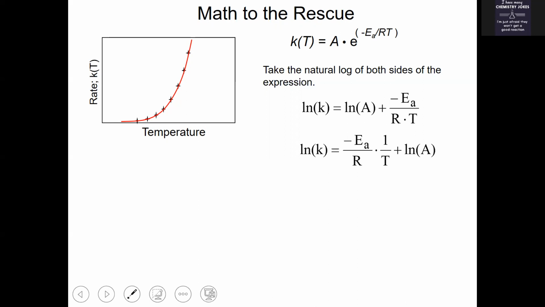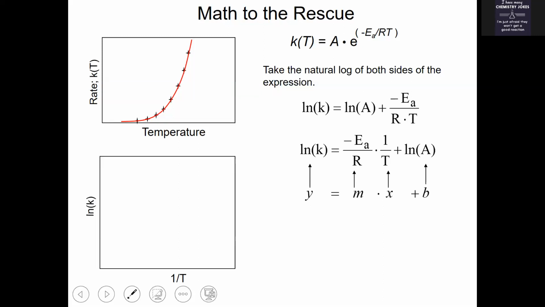The reason I want to rearrange it is so that I can have it in the y equals mx plus b linear form, point slope form. Nope, I say it wrong every time. Slope intercept form. So I can plot ln k on the y-axis and 1 over T on the x-axis, and I will get a graph that has a slope of negative Ea over R, and I can figure out my collision factor, my frequency factor, from the y-intercept.